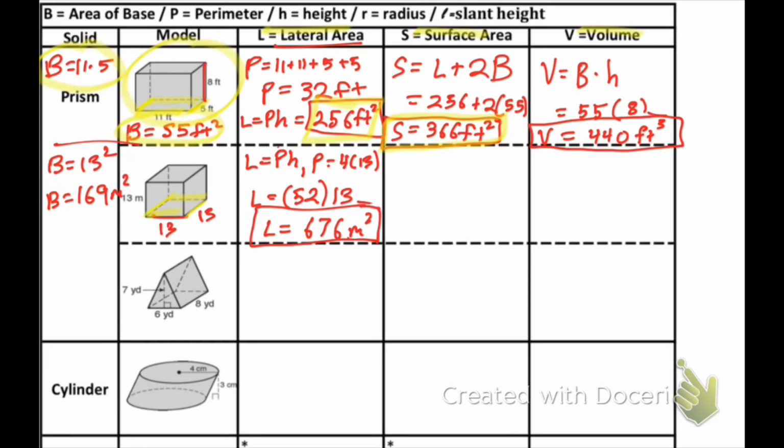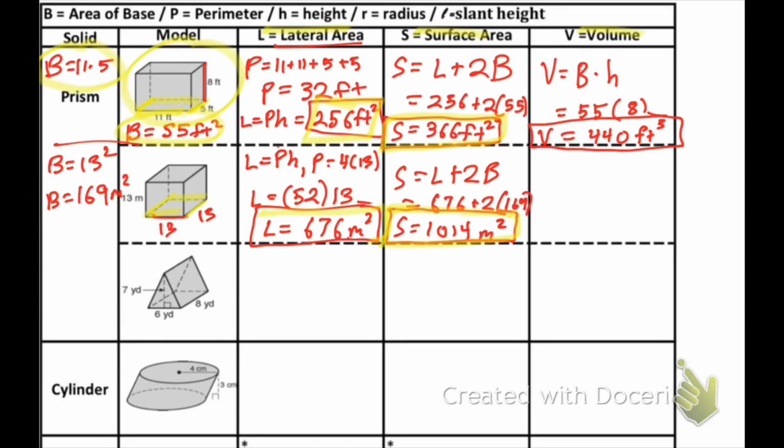Meters squared. Surface area is equal to the lateral area plus 2 times the area of the base. So that gives me 676 plus 2 times 169. And that gives me a surface area of 1,014 meters squared. And that's my surface area.